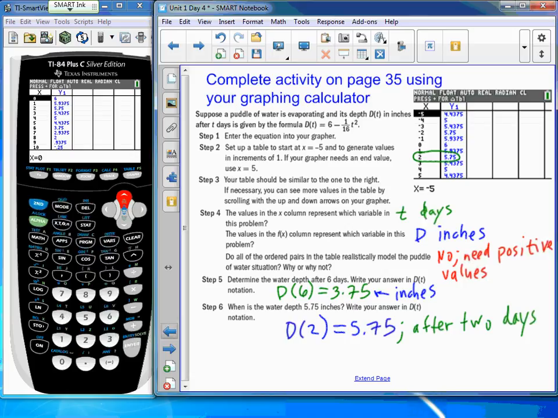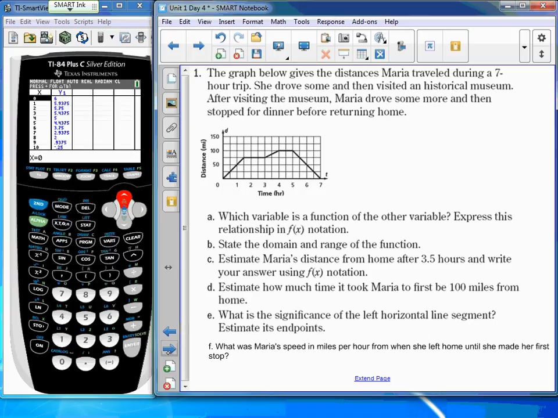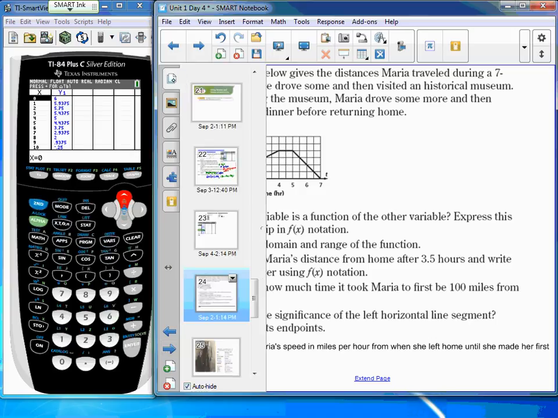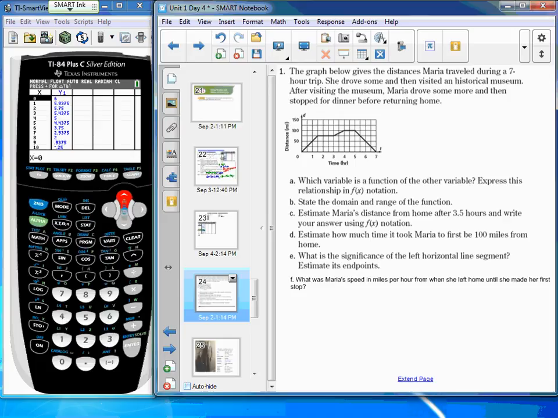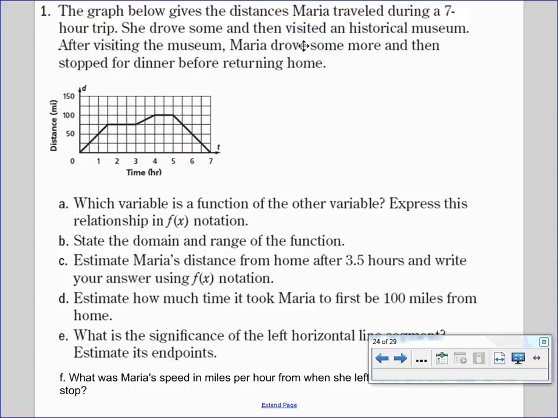What questions do you guys have about your table? It's pretty sweet. All right, let's go ahead and take a look then at a graph. Pretend that we had Maria going on her trip. And Maria's trip started at home. She drove for a while and went to a museum. After visiting the museum, she drove some more and stopped for dinner. And then she returned home.